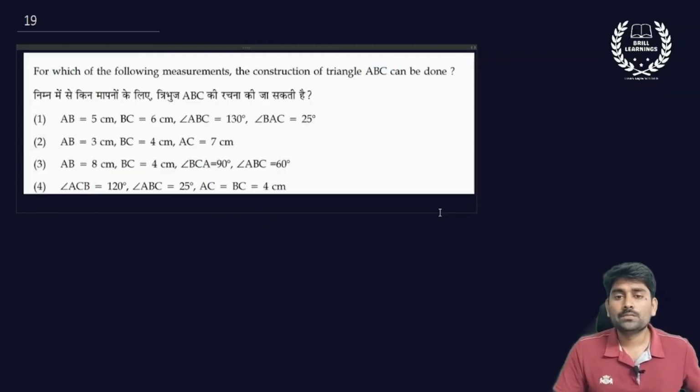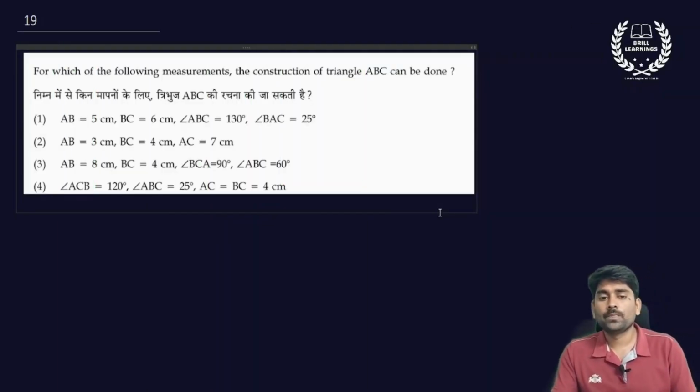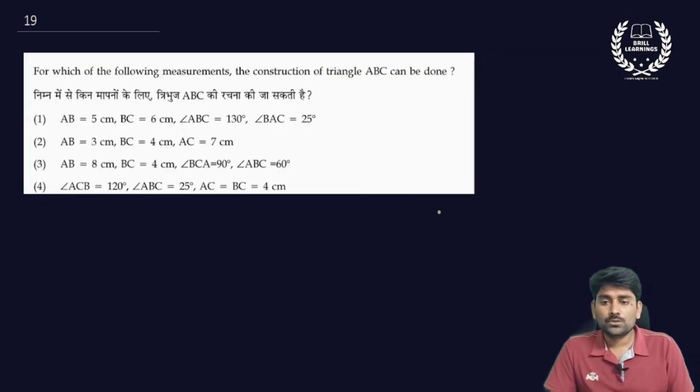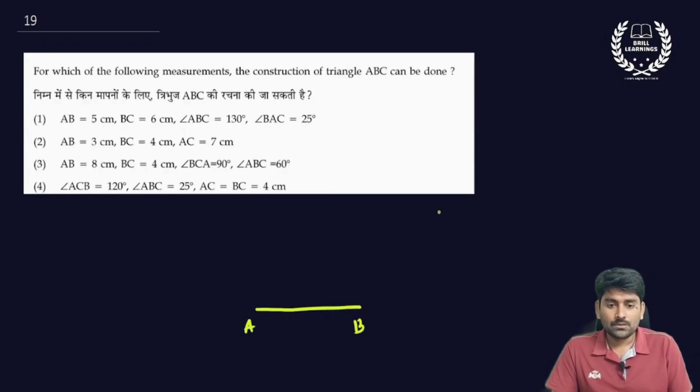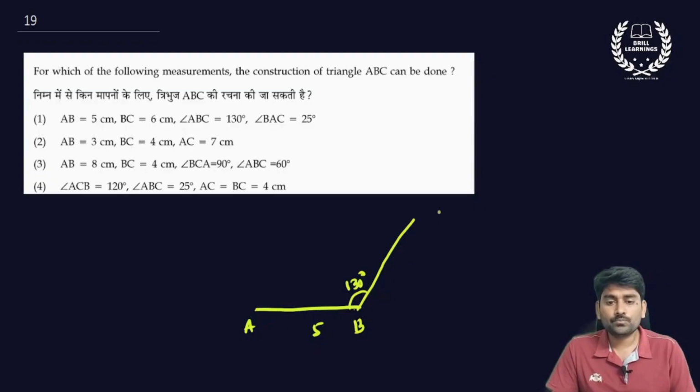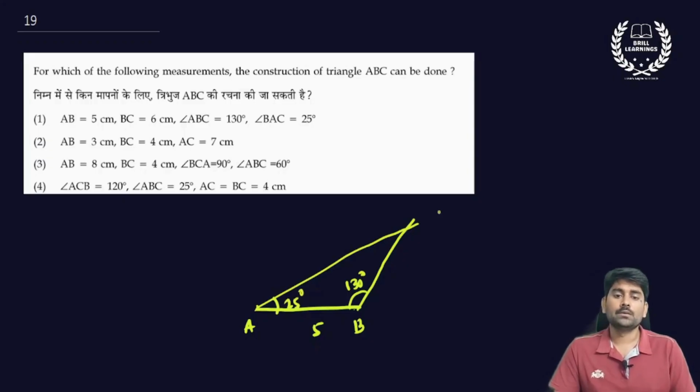Which of the following measurements can the construction of triangle ABC be done with? Let's check each option one by one. In the first statement, they have given AB as 5 centimeter, BC as 6 centimeter, and angle ABC is 130 degrees, and angle BAC is 25 degrees. If it is 130 and 25, that means 155 is over. So here it should be 25 degrees.